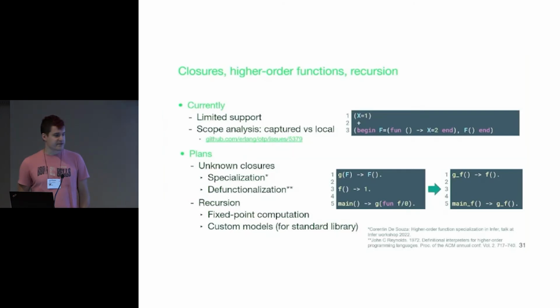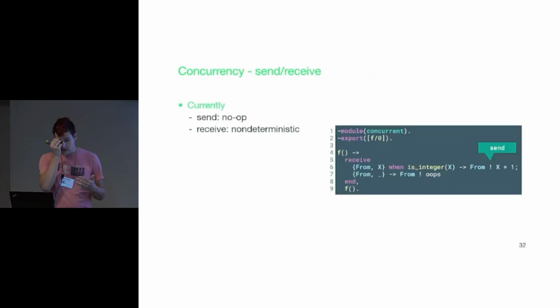As for concurrency, as I mentioned, concurrency is a first-class citizen in Erlang, and right now we treat send as a no-op, like nothing happens, and receive we treat as non-deterministic, so we can receive anything. But we have some plans to generalize function calls, because if you think of it, when you send a message and then wait for receive, it's kind of like calling a function. You just have to figure out which send corresponds to which receive, and for each receive you could compute a summary that you could use when you send a message and then wait for a reply.